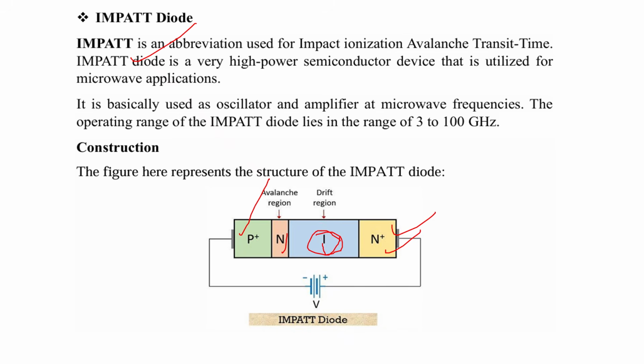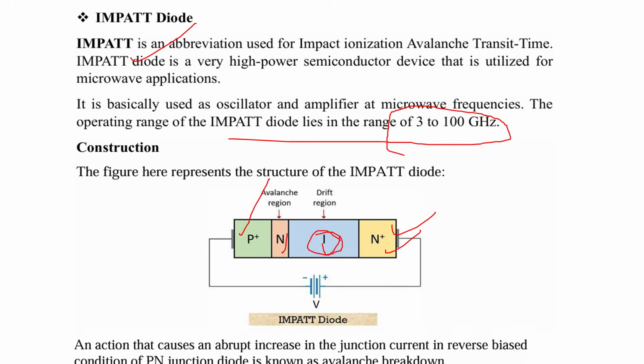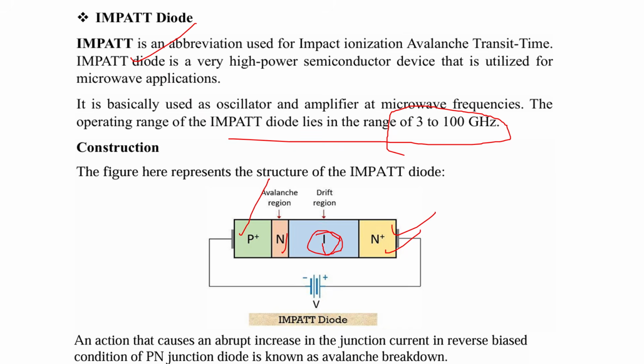Again, that is basically used as an oscillator and amplifier at microwave frequencies. The operating range of the impact diode may lie in the 3 to 100 gigahertz. And the characteristic of your impact diode is very similar to the Gunn diode, only it will have negative resistance, and again it will have a similar characteristic, right? Like the diode, it will follow almost a similar type of characteristic.